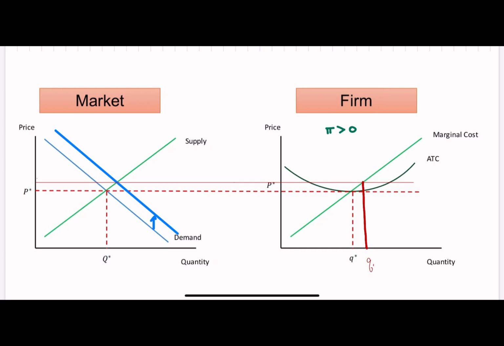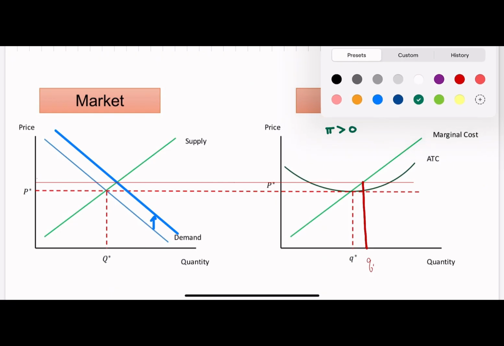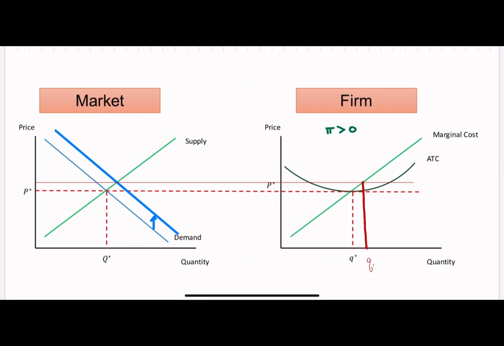Now, what happens in the long run? Well, in the long run, we have entry and exit into the market. So in the long run, when we see that there are markets that have positive profits, that's going to induce individuals to enter the market. And so new firms are going to enter the market, and that will cause the supply curve to shift out, meaning that there's now going to be an increase in the number of firms in the market.